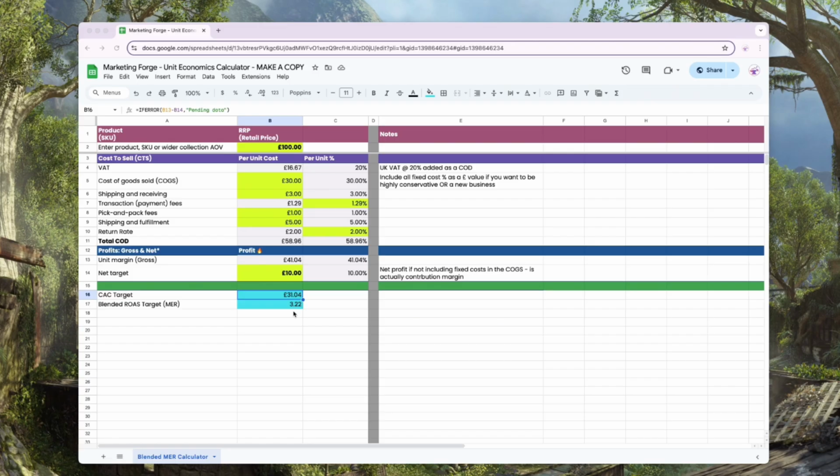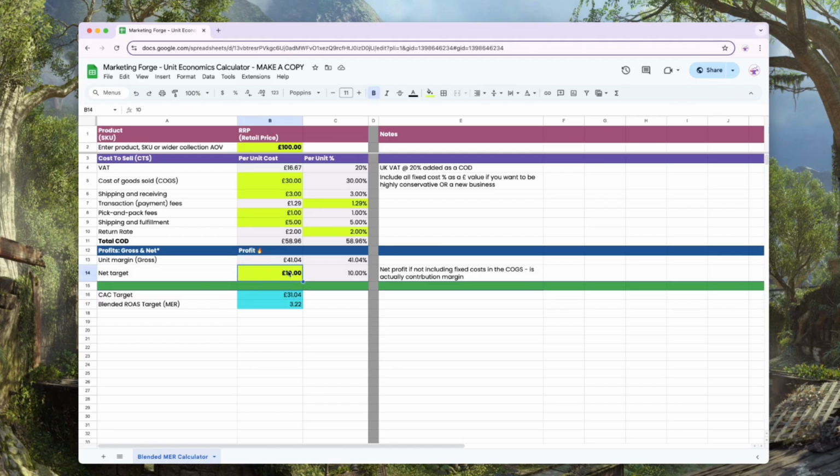So generally this calculator will help you understand viability. For example, in this case, £10 net profit margin for each first-time sale of a product at £100 might not seem like a lot. But it gives you enough viability to reasonably achieve a 3.22 MER in your platforms incrementally, and a really good breathing space of £31 to actually go out and acquire that customer.